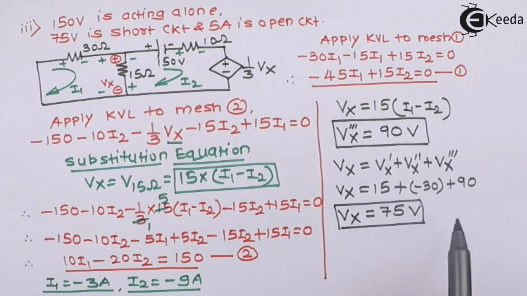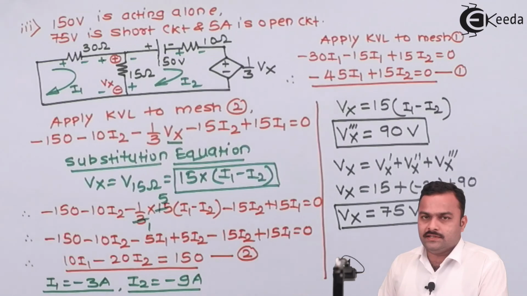So by superposition theorem, the Vx voltage developed because of all the three sources acting individually is nothing but 75 volt. I hope you understood the problem. Thank you.